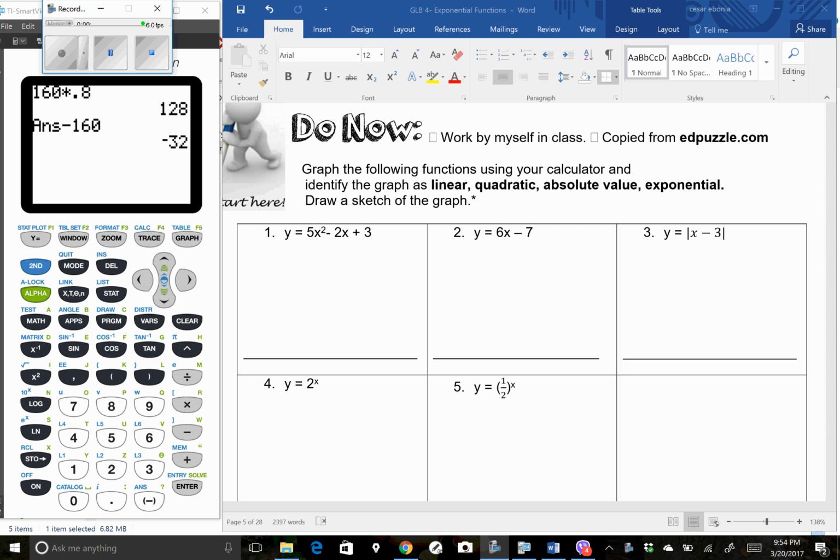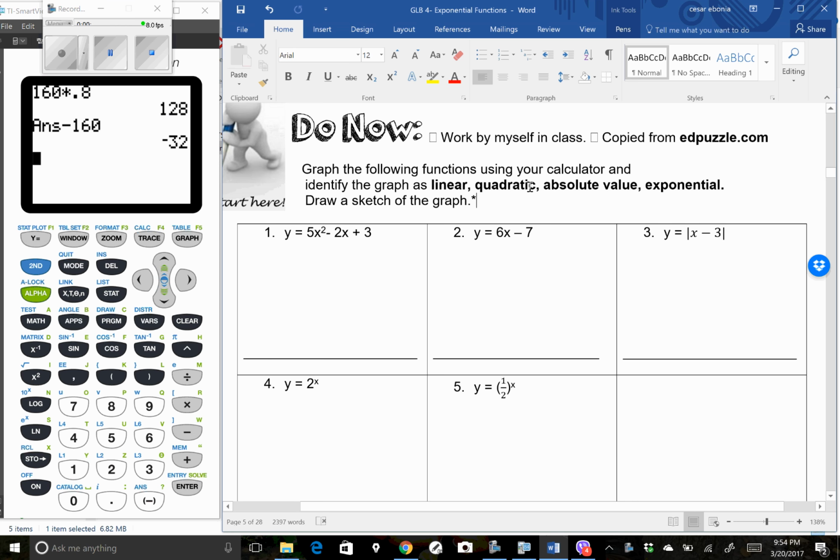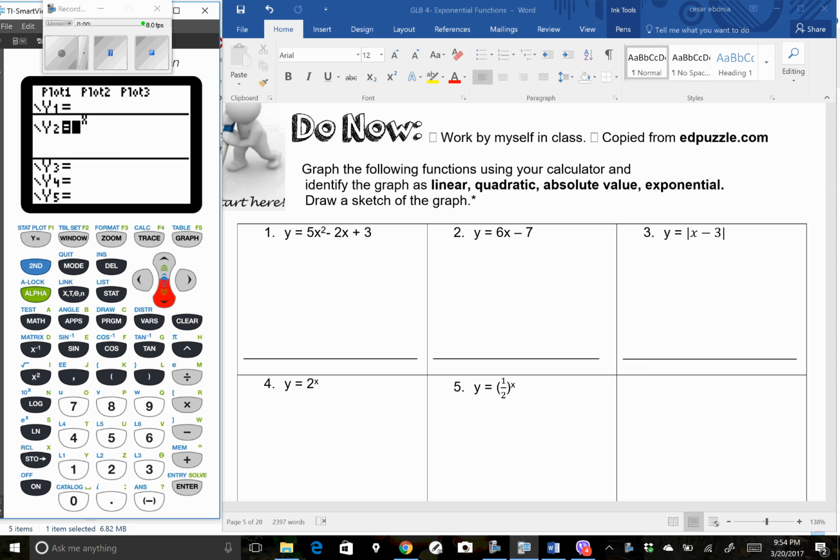Let's work now on the do now. The instruction says graph the following functions using your calculator and then identify the graph as linear, quadratic, absolute value, and exponential function. So let's now graph the first one. Let's enter that in the calculator. So we have 5x squared minus 2x plus 3. Then press graph.